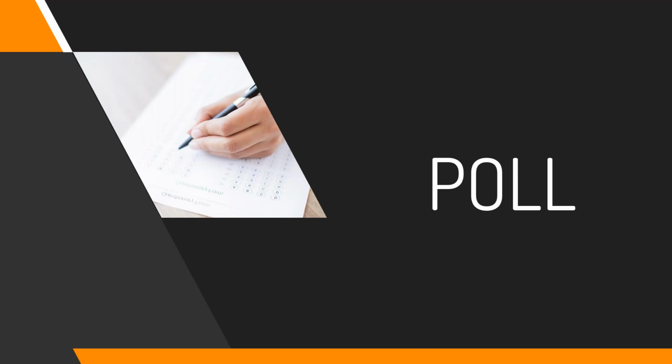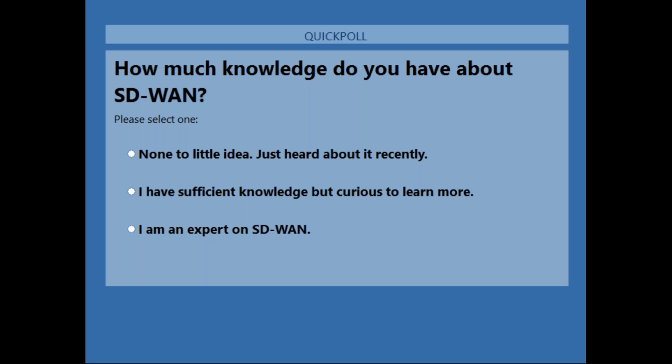To get us started, we're just going to do a quick poll. You'll see the poll pop up on your screen. Quickly select your answer and we'll present the group results in just a moment. The first question of the poll is, how much knowledge do you have about SD-WAN? The choices are none to little, sufficient knowledge, or I am an expert. Just take a second and answer how you feel your knowledge is of SD-WAN. We'll give it just a couple seconds and then we'll present the results.